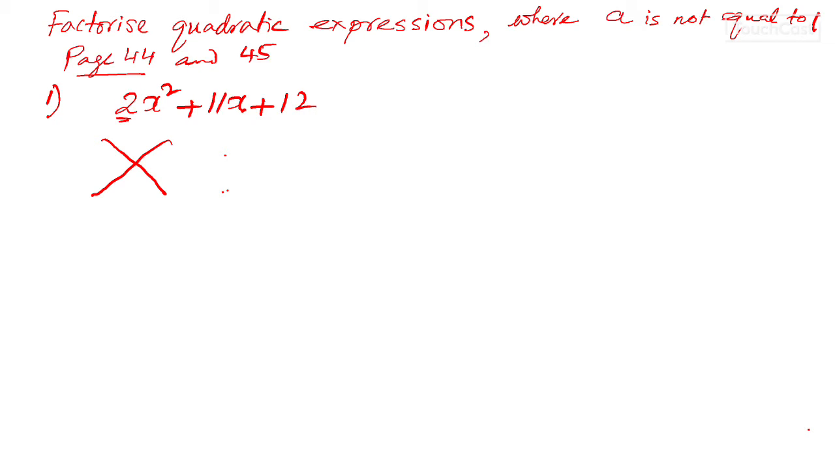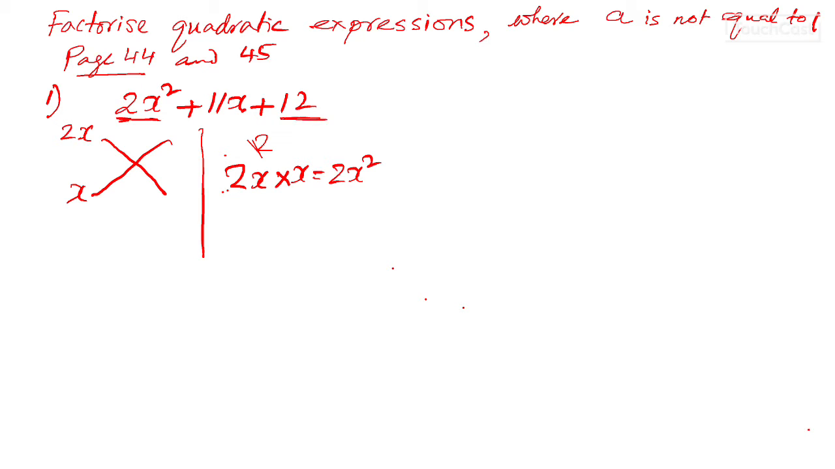So first of all, let me break down 2x squared. Let me try 2x times x. Two x times x gives you 2x squared. That's the bare minimum you've got to remember.